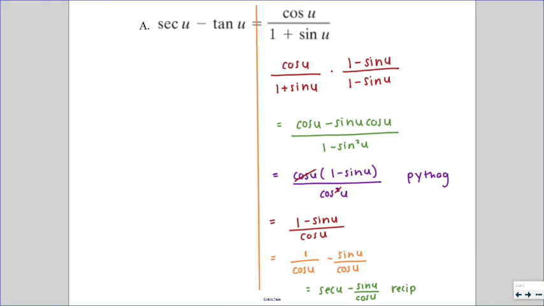And then the very last step here, and I've got to do it in a separate line, sine over cosine is tangent. So secant u minus tangent u, and that comes from the quotient property. So I have to show this on different steps or different lines because they're different properties. There we go. We've got what we want on the left-hand side without actually touching the left-hand side.